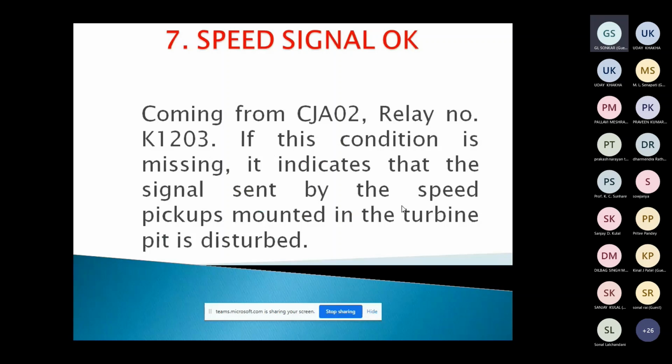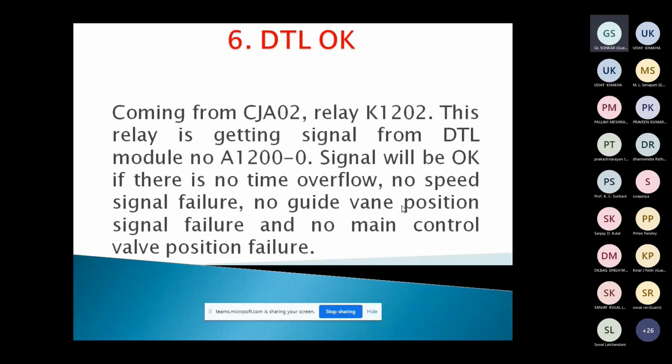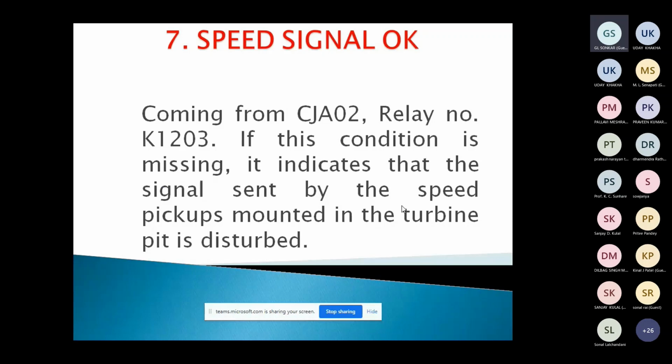Speed signal, okay, what we have discussed, speed signal failure, then this is describing here why it is not okay. The speed pickup mounted in the turbine is disturbed. That means disturbed, either there is a problem in the sensor, or there is a problem in the connections. The control wire connecting between the apparatus or equipment in the field and your control room may be disturbed. So you have to check the connectivity. Simply, check the continuity through the multimeter, the wire continuity.